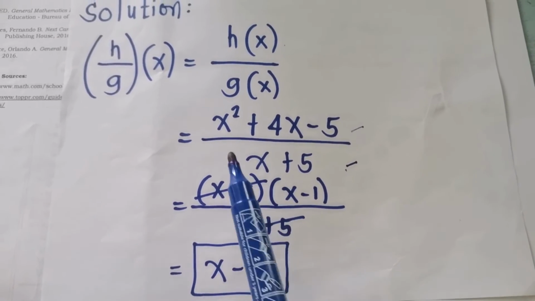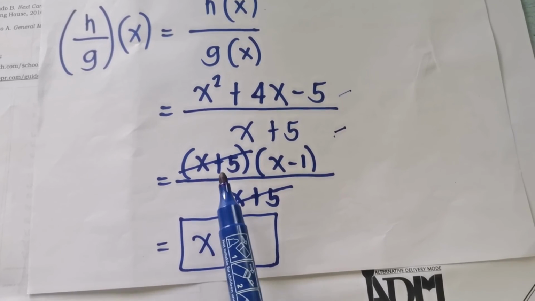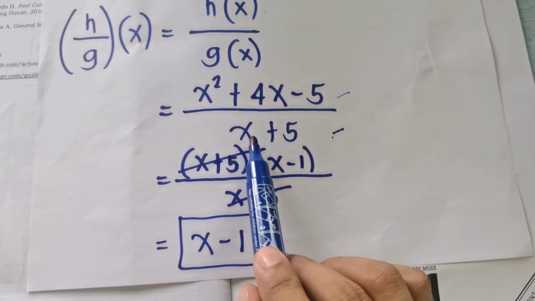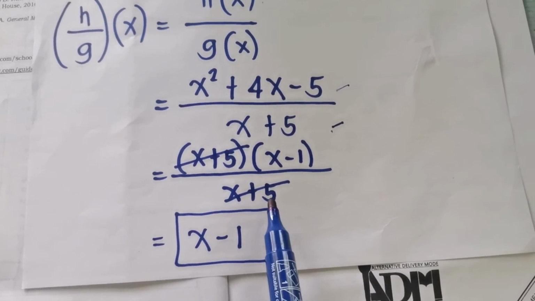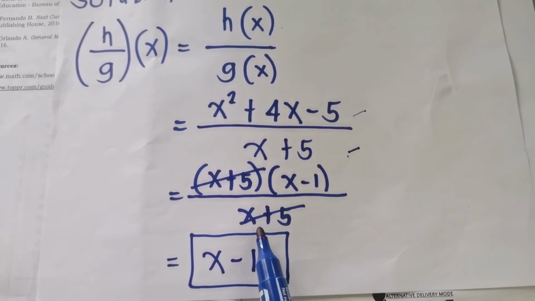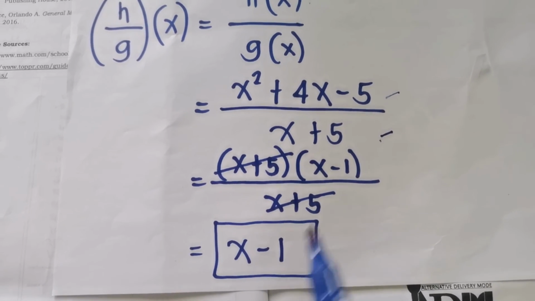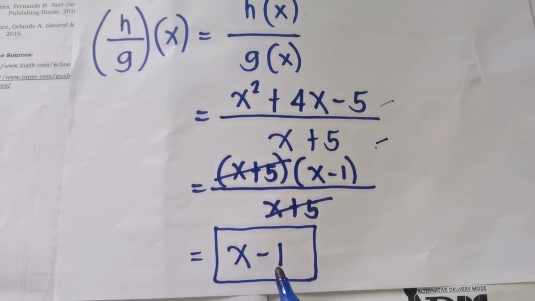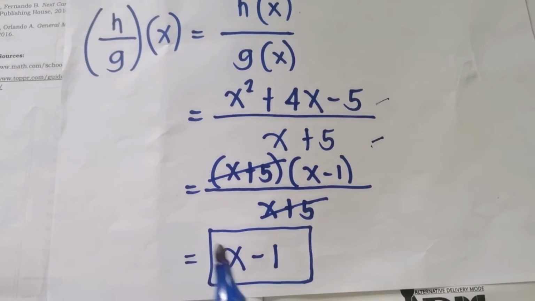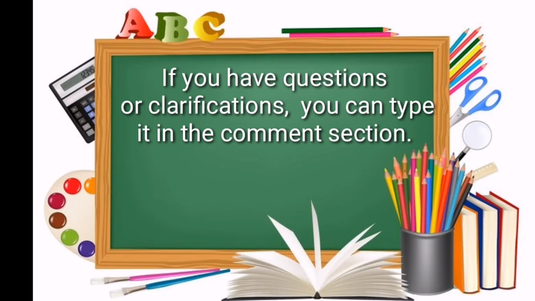Back to our solution, we have the factors of x squared plus 4x minus 5: x plus 5 and x minus 1. Then copy the denominator, x plus 5. Now we will cancel out common factors. We have x plus 5 and x plus 5. What remains is x minus 1. Therefore, the quantity h over g of x is simply equal to x minus 1.